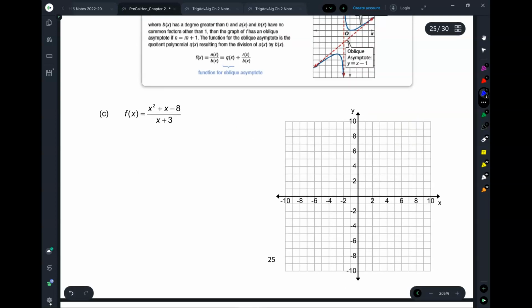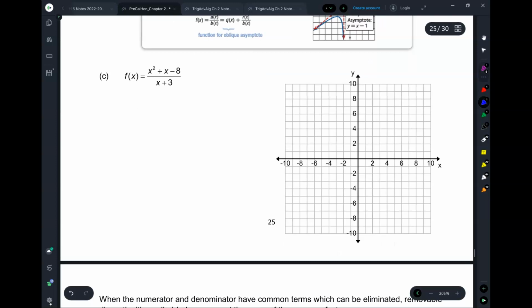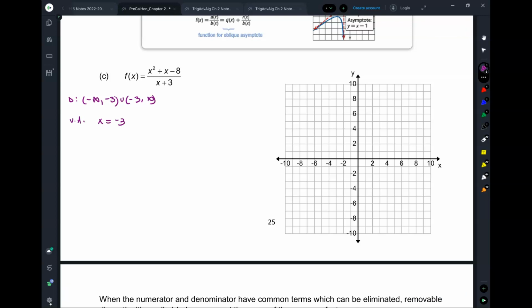Okay, so let's do this quickly. What's the domain? Negative infinity to... Right. Correct. What's the vertical asymptote? X equals negative 3. This doesn't factor, right? So we're not going to factor it. Horizontal asymptote, none. But there is an oblique asymptote.